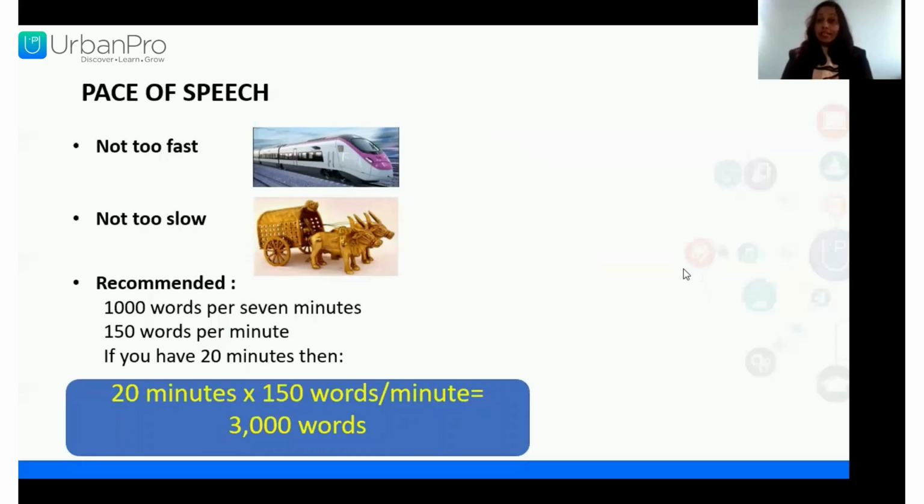They would not be interested in listening. And if you are going too fast, then maybe they are skipping something, and then they will lose interest because they were not able to understand what you said previously. So we have to keep in mind that there should be a proper pace of speech when we are presenting something.